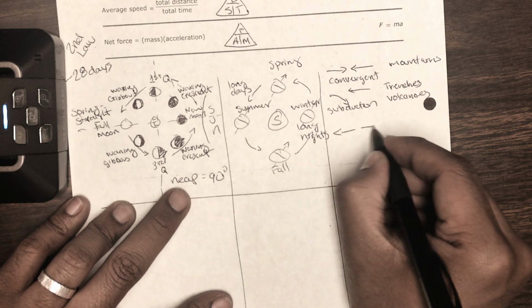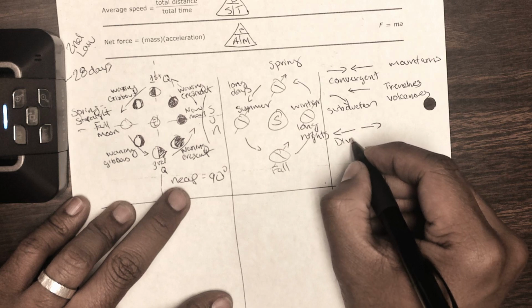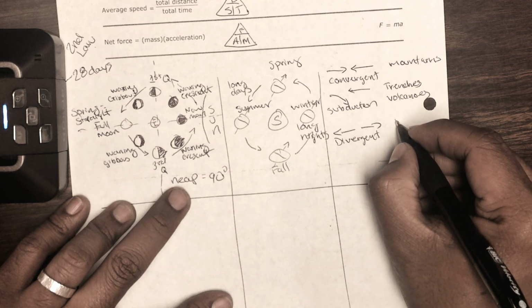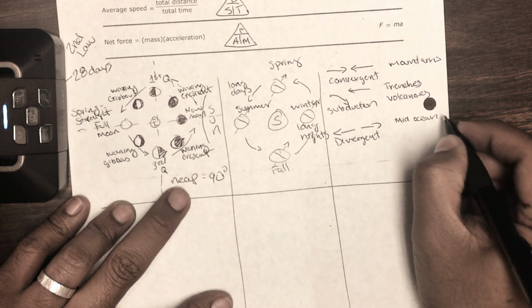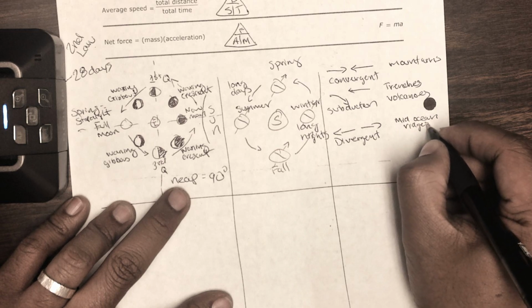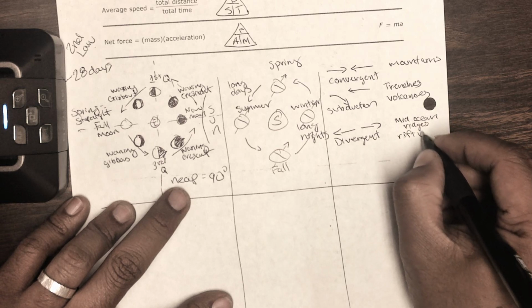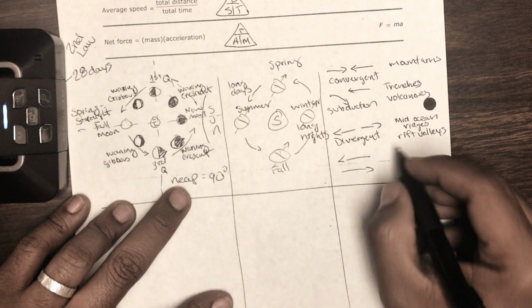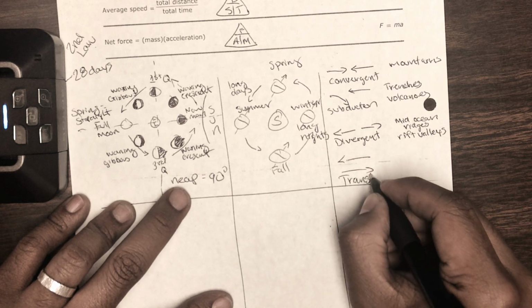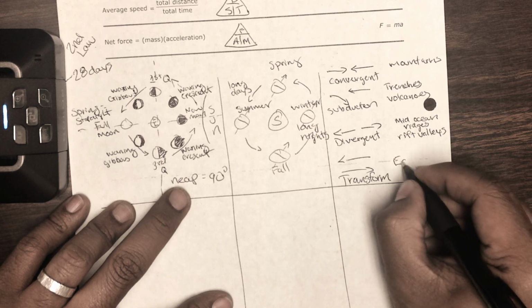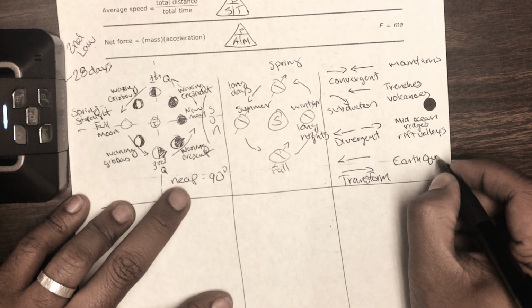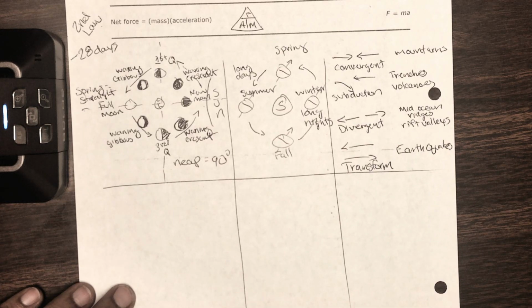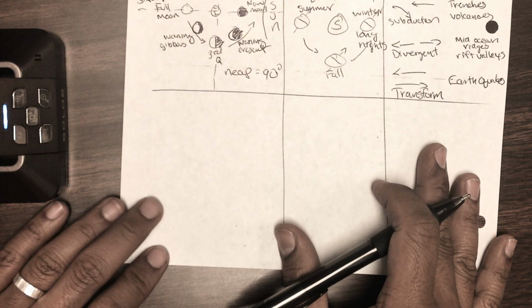We have them going apart. It's called divergent. They're dividing. And this gives us mid-ocean ridges and rift valleys. Lastly, this one is always on the STAAR test. This is transform. This gives us earthquakes. Earthquakes.